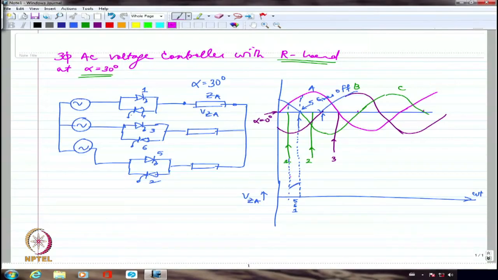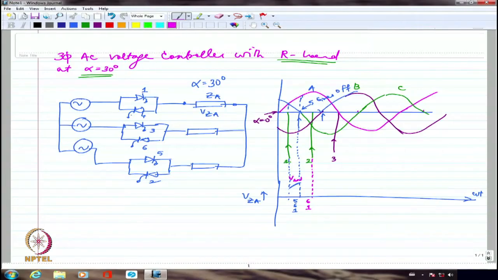But after that I'm going to have 6 and 1 conducting until 2 is fired. So 2 is fired only at this point. So until 2 is fired, I will have 6 and 1 conducting. If 6 and 1 are conducting, 6 belongs to B phase and 1 belongs to A phase. So it will be VAB by 2.